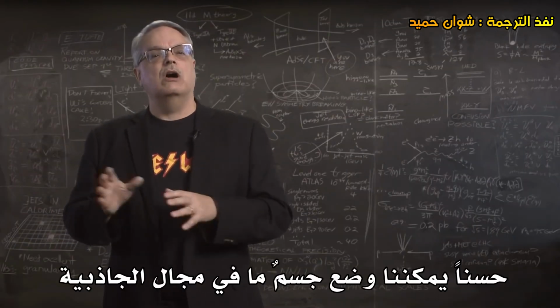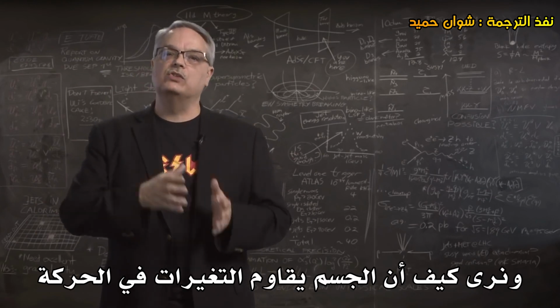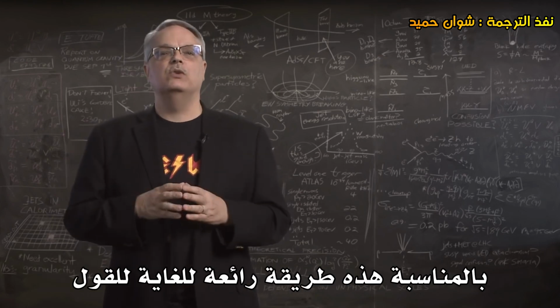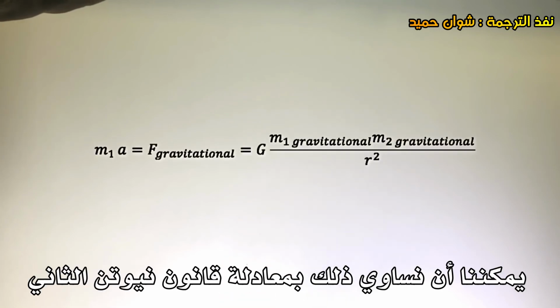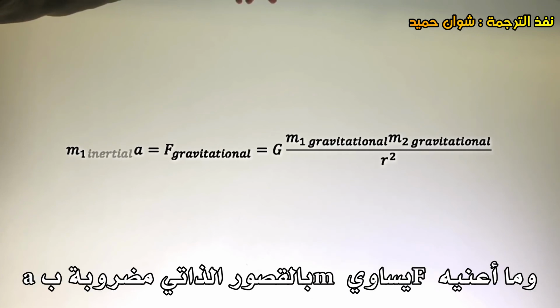Well, we could put an object in a gravitational field and see how the object resists changes in motion. That, by the way, is an overly fancy way to say that we could drop a ball and see what happens. Since we have a gravitational force, we can equate that to the equation of Newton's second law, F equals ma, F equals m inertial times a.